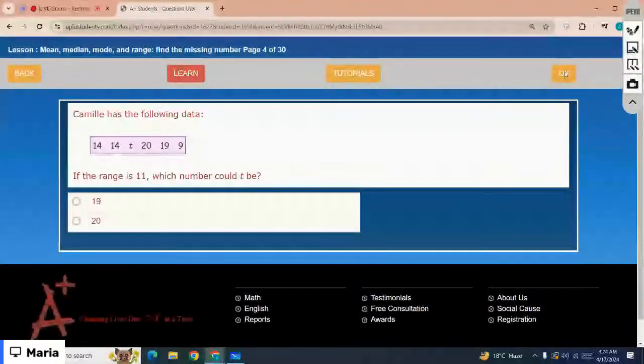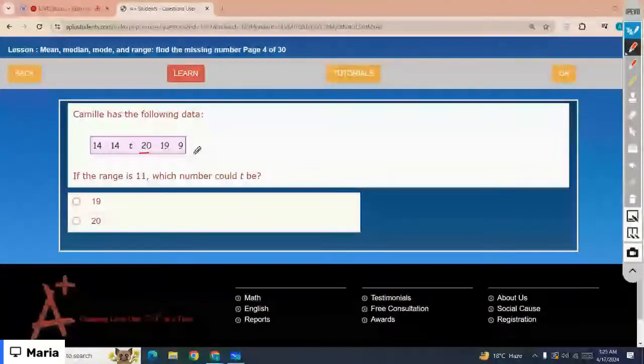T must be 20 because it doesn't matter if it's 19 or 20. It could be either 19 or 20. It doesn't matter because you can see here the range is 11, right? The greatest number is 20 and the smallest is 9. So 20 minus 9 is already 11. So if it is 20, it's okay. If it is 19, it's okay, right? It must be 19 or 20.